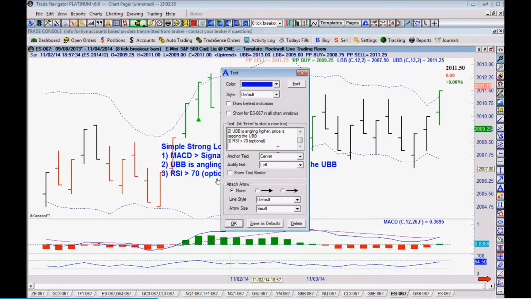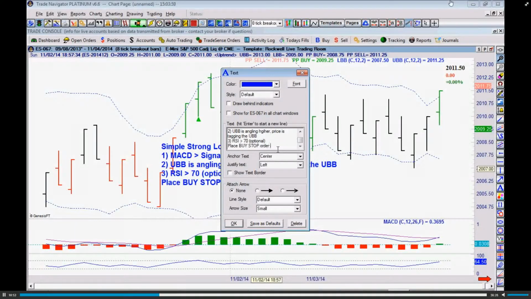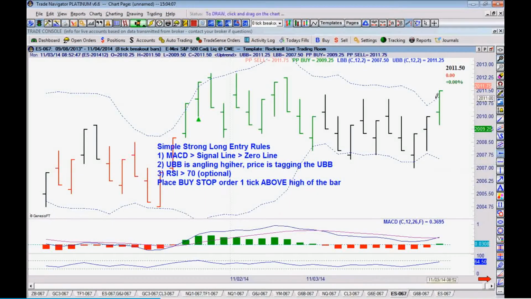For a long entry, we want to place a buy stop order one tick above the high of the bar. And with range bars, this is something that we can do, because with a range bar, we know that if we end up exceeding our range, which in this case, if we trade up to 20.1175, one tick above the high of the bar, we'll have a new bar open, and that's when we want to get into a trade.